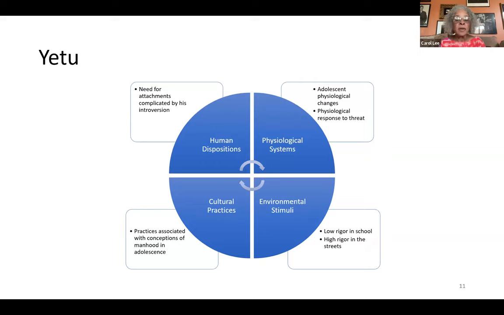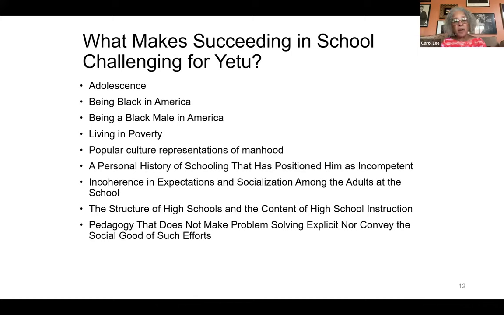And then in terms of environmental stimuli, he's in a school where there's not high achieving, there's not high expectations in terms of academic work or development for him, but there's high rigor in the streets. And so what I've argued makes succeeding in school challenging for Yaetu is, one, the fact that he's at this transition point in terms of adolescence, being a Black young man in America, being a Black male living in poverty, the sort of messages in the cultural representations that he gets that are different than expectations in school.